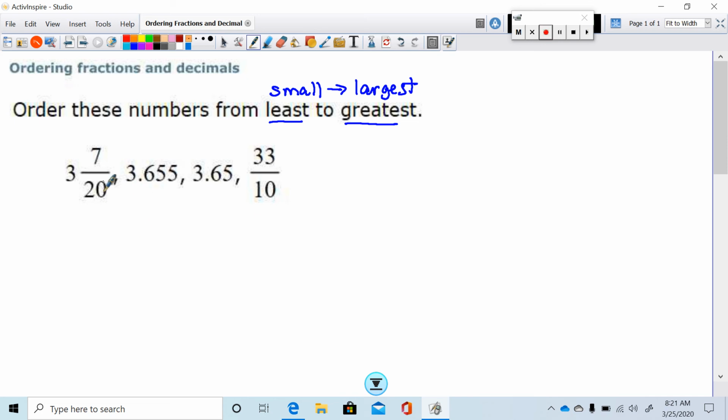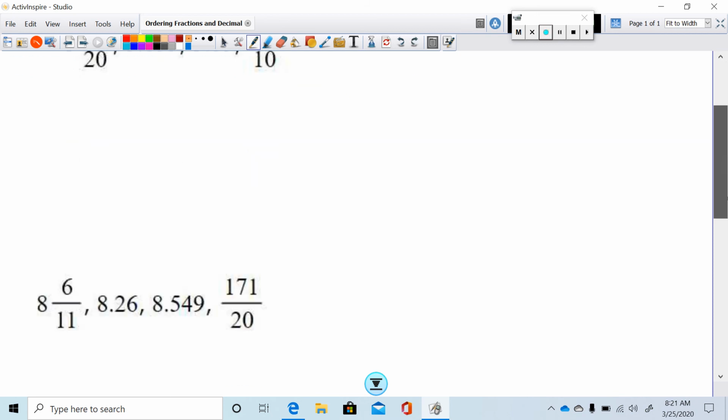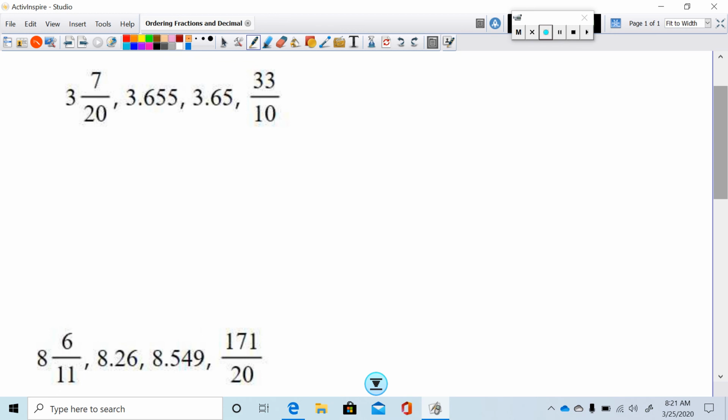Okay, I'm going to turn all of these into decimals, and I want to first of all look at the ones that are already decimals and see the most number of decimal places. So it has 3 decimal places. I'm going to make all of them have the same number of decimal places, and I'll explain that in a moment. So I'm going to make my list. 3 7/20. I just write them vertically like this. 3.655, 3.65, and 3 3/10.